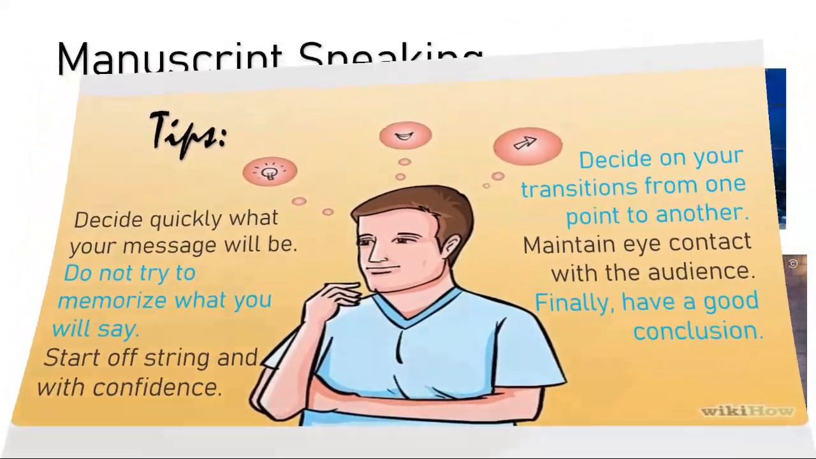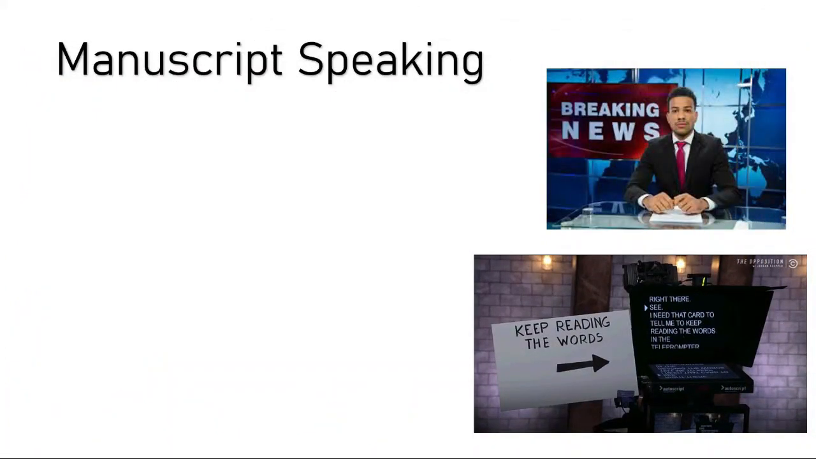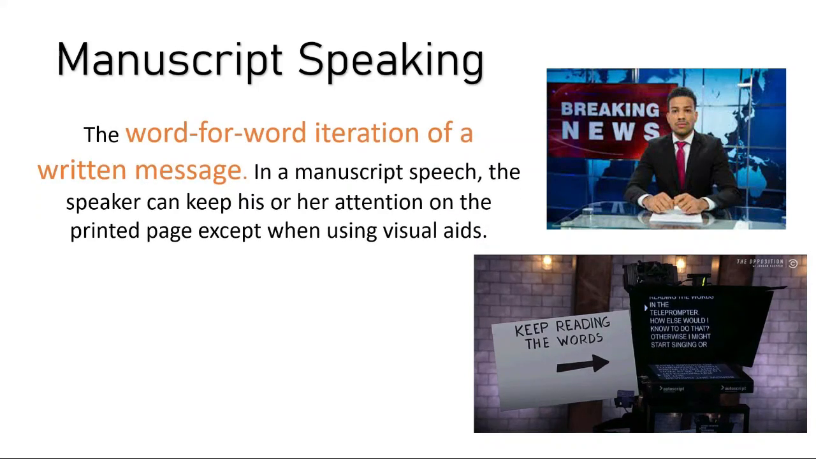Okay, so the third mode is manuscript speaking. This is the word-for-word iteration of a written message. In a manuscript speech, the speaker can keep his or her attention on the printed page except when using visual aids. For instance, class, professional speakers, actors, news reporters, and politicians often take guide from an auto-cue device, such as a teleprompter, especially when appearing on television where eye contact with the camera is very important. With enough practice, class, a speaker can achieve a conversational tone and give the impression of speaking extemporaneously while using an auto-cue device or script.